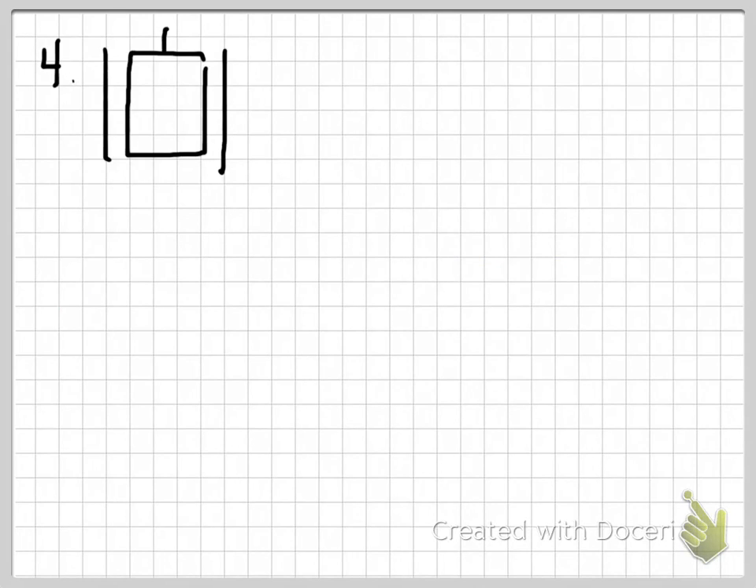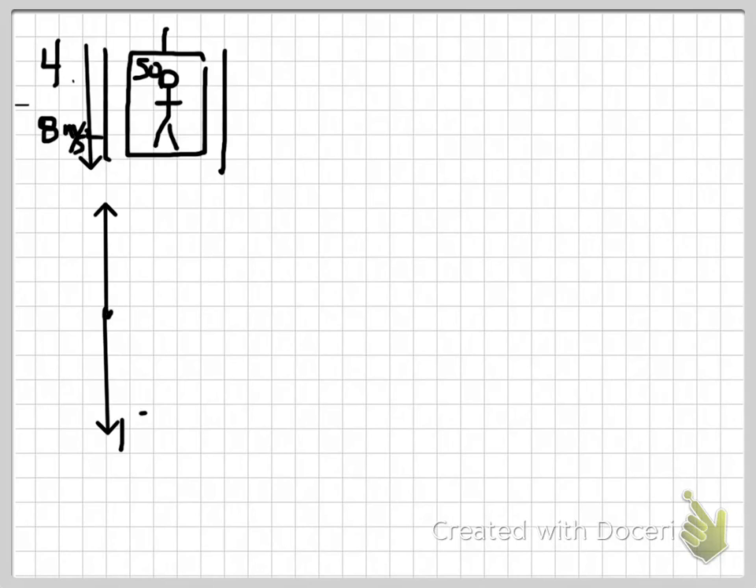Number 4. This scenario, we have an elevator. The lady on the elevator is descending. She has a mass of 50 kilograms and she's descending at 8 meters per second squared. So I'll go ahead and draw my force diagram here. Notice we have force of gravity and we have a force normal this time because she's standing on a platform there.